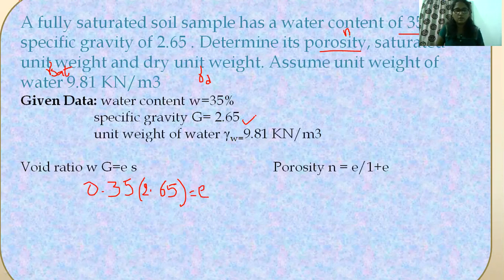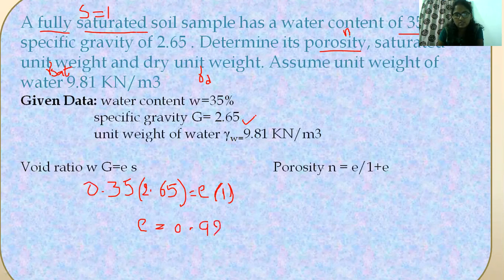Here the problem mentions fully saturated condition. Fully saturated condition means S is equal to 1. So e into 1 is equal to 0.35 into 2.65, so e is equal to 0.92.